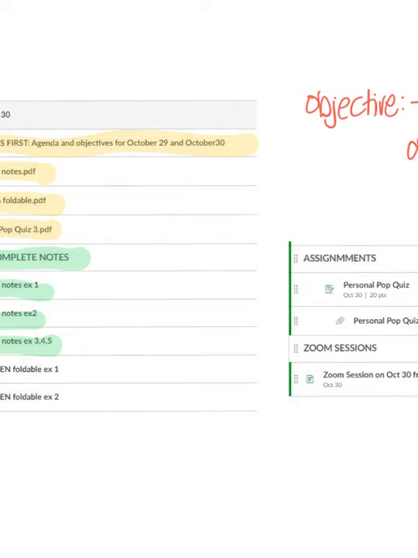This is really just one page of notes, but I broke it down by examples. So that's our section 3.5 notes. And then we have two examples on our green foldable that we needed to finish up. Okay. After that, we need to look at our assignment section, and our assignment has our personal pop quiz.